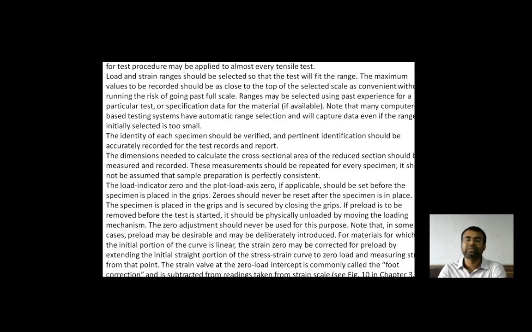So the dimensions needed to calculate the cross-sectional area of the reduced section should be measured and recorded. The identity of each specimen should be verified and written identification should be accurately recorded for the test record. These measurements should be repeated for every specimen, and it should not be assumed that the sample preparation is perfectly consistent.